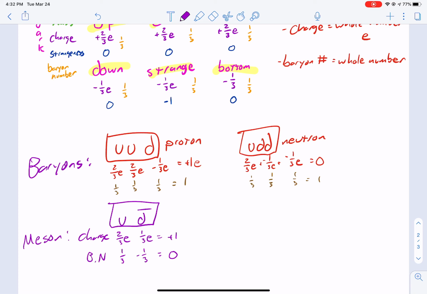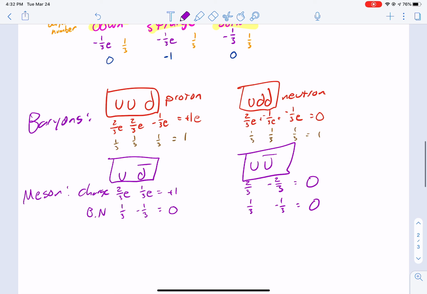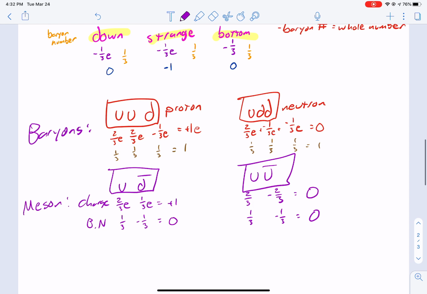These are examples of mesons. Mesons are 2 quarks. One is a regular, one is an anti-quark. I could do an up and an anti-up. Okay, so again, we're 2/3 charge minus 2/3 charge. Baryon number, same thing, 1/3 and -1/3. And so we're going to get a situation where we have, in this case, 0 charge and 0 baryon number. Those all work. And we have a meson. So this is how we get baryons and mesons.